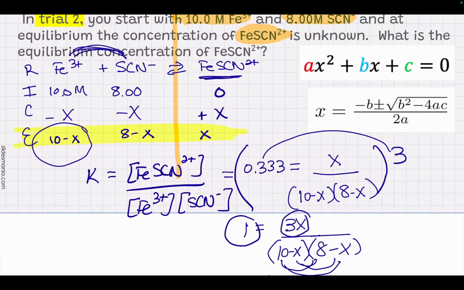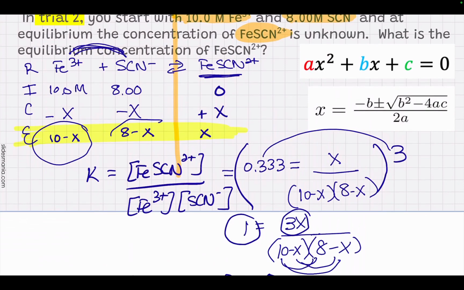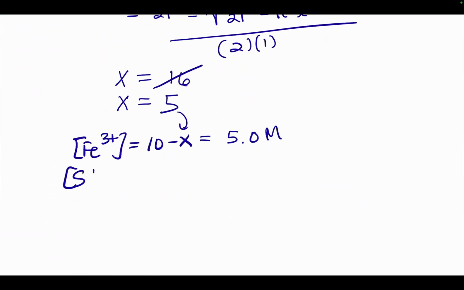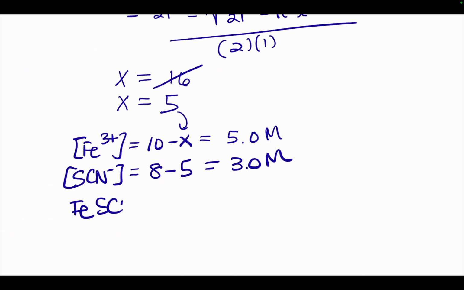The molarity of the thiocyanate is 8 minus X. I know in the question I think they didn't ask you all these, but sometimes they do. So 8 minus 5. So that'll be 3 molarity. And then the iron thiocyanate is going to be equal to X, which is 5.0.